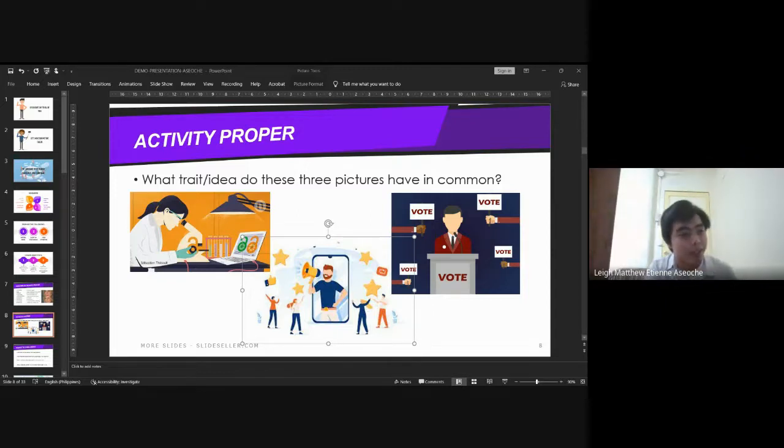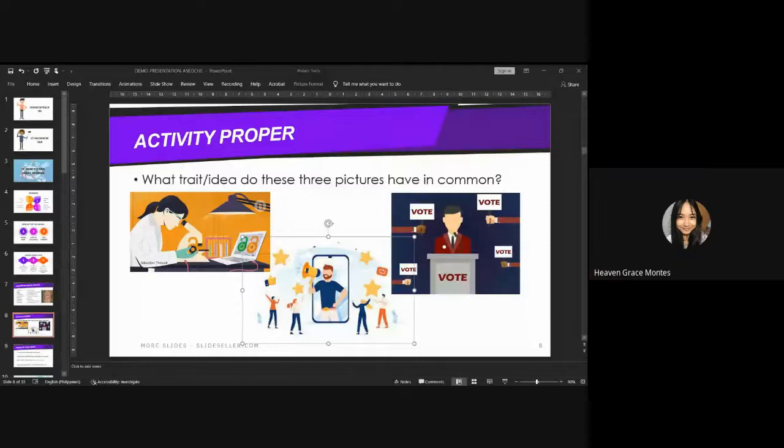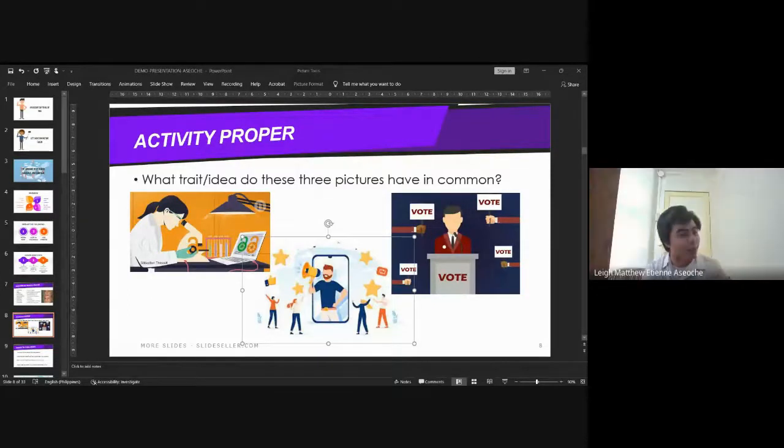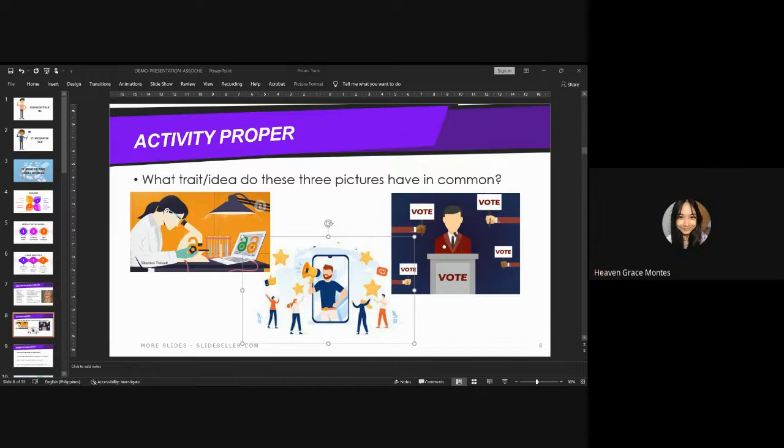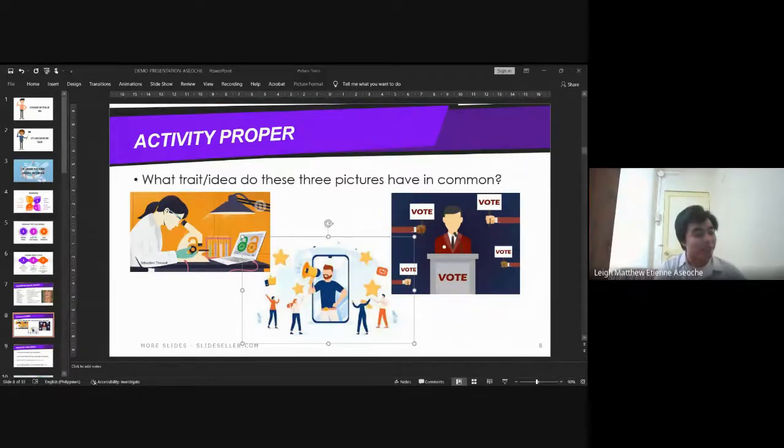Is Miss Montes here? Yes, sir. Okay. So what do you think? What are your insights about the question, or what do you think are your ideas about the three pictures? What do you think do they share in common? I think, sir, they are researching for the reliable person or information. Okay, very good. That's a good answer. Also, researching for the reliable answer or knowledge about something.